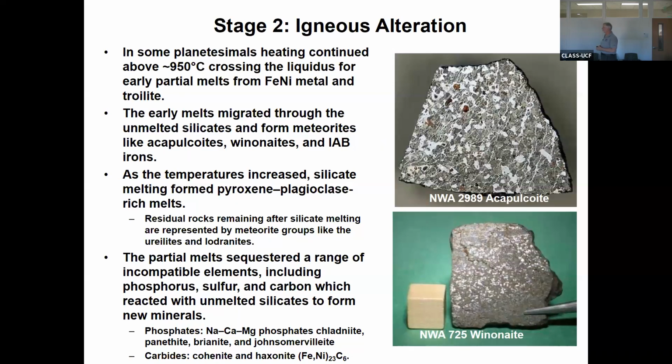So the partial melts also sequester, that is, they leave behind a range of incompatible elements, like phosphorus, sulfur, carbon. And they react with the unmelted silicates to form new minerals. The point is that this is one mechanism where you can concentrate relatively scarce elements and react them into new forms. And that's really the key in mineral evolution, being able to concentrate in new chemical and physical environments.